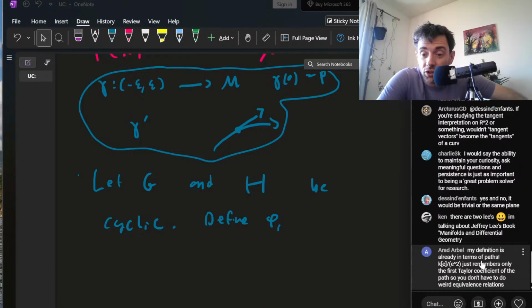Your definition is already in terms of paths? What? It just remembers only the first Taylor coefficient of the path? What are you talking about?